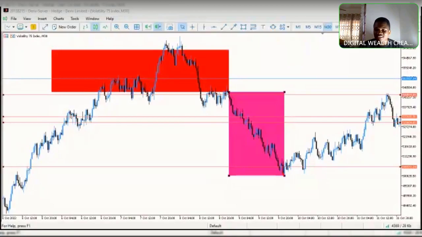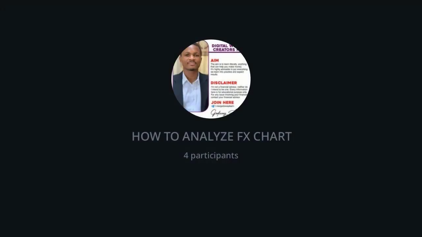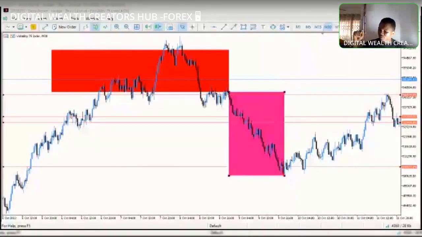Okay, so just to conclude, we have looked at tweezer top, right? We've looked at tweezer top. I think when time permits, another time we would look at tweezer bottom, and we'll also look at the scalping option, right?